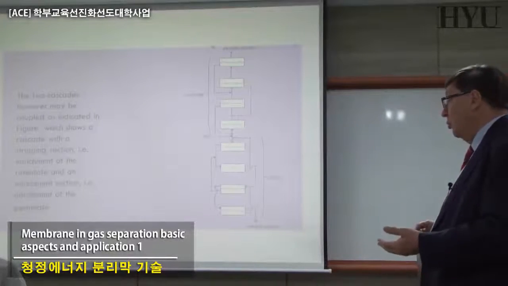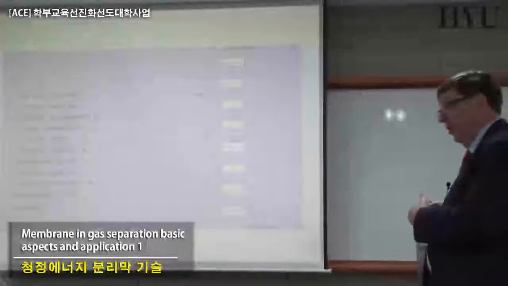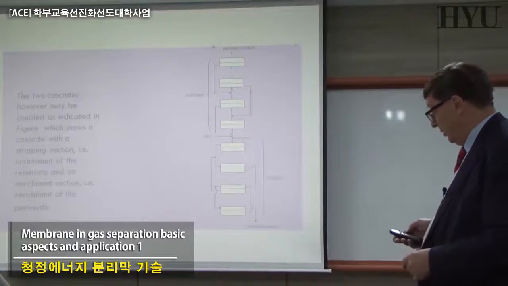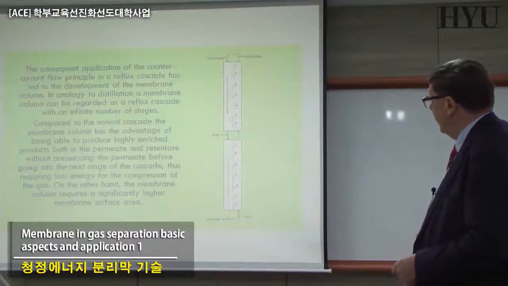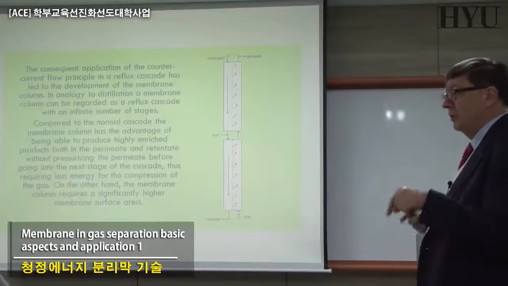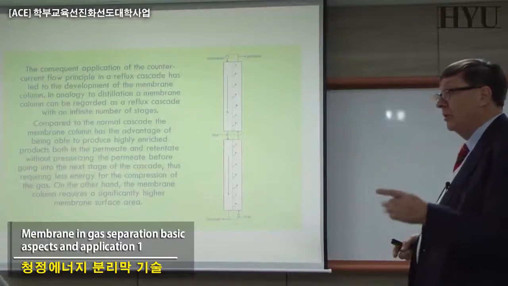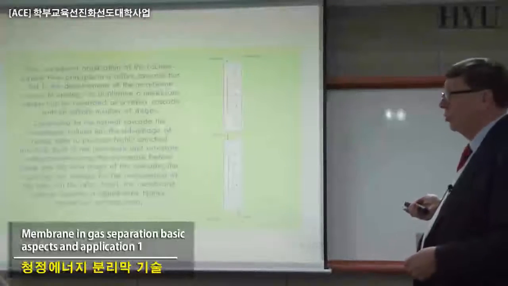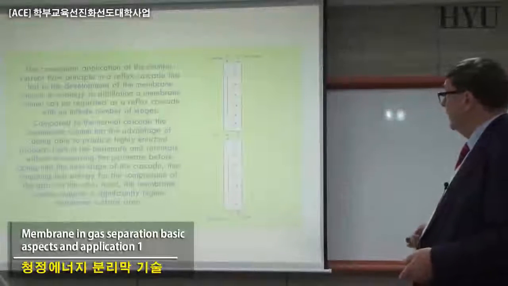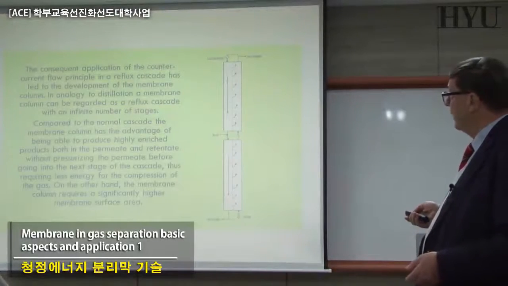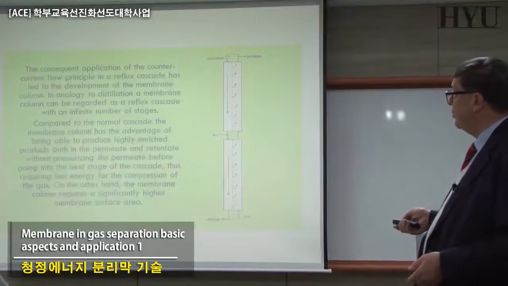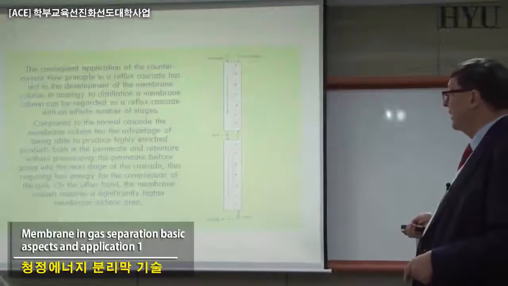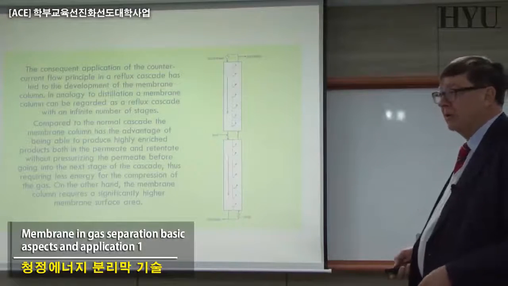Because depending on whether you want to enrich in retentate or enrich in permeate, etc., you can decide to have or not have, for example, this kind of cascade in this kind of column. That is one of the columns. This department has been involved in this because one time a Korean professor, Professor Wang, was working on and developing this cascade column system, and with it you can produce highly enriched products both in the permeate and retentate without pressurizing the permeate before going to the next stage of the cascade, and that means saving some energy, etc., etc.